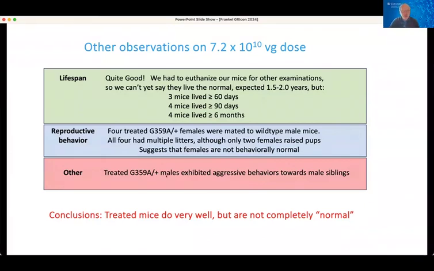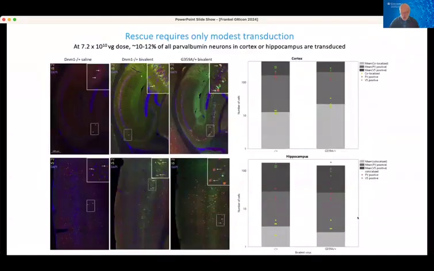We've also noticed that some of the treated males are aggressive towards male siblings. Again, this isn't what we would expect for this strain background. So I would say the treated mice do very well, but they're not completely normal. I don't really know what we might have expected. A few other brief things.